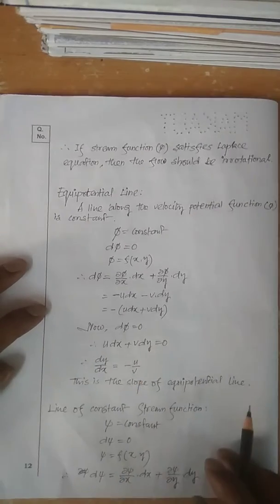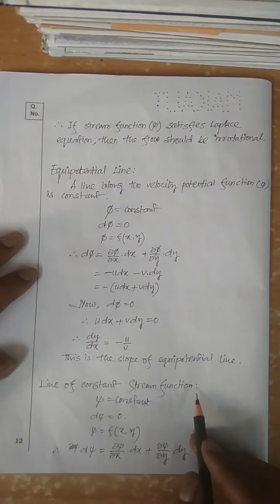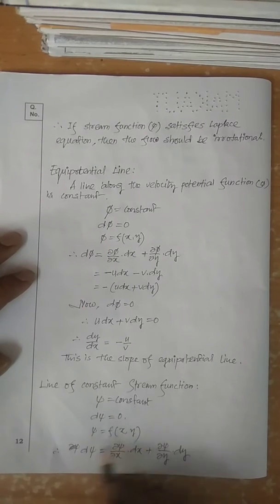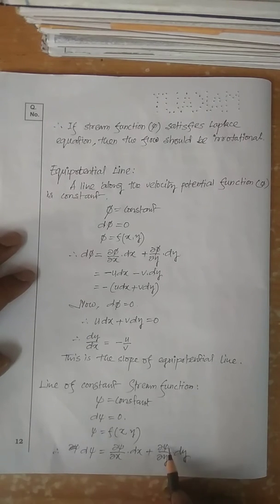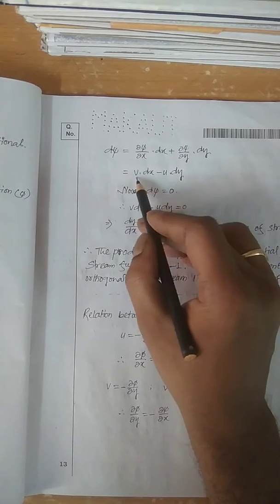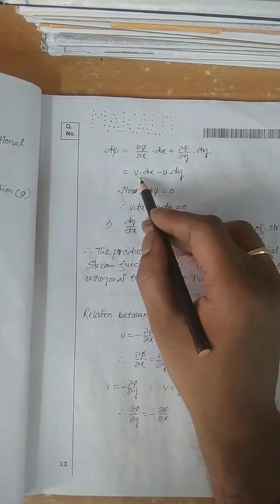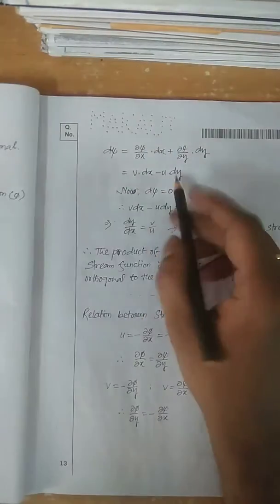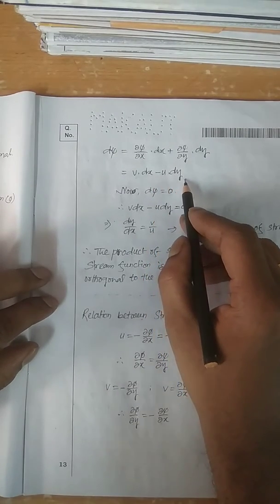Okay, and the line of constant stream function is the line along which the stream function is constant, that is psi is equal to constant, so d psi is equal to 0, and psi is a function of x and y, so d psi is equal to del psi del x into dx plus del psi del y into dy. Now del psi del x is equal to v, so in place of del psi del x it can be written as v dx, and del psi del y is equal to minus u, so it can be written as minus u into dy.